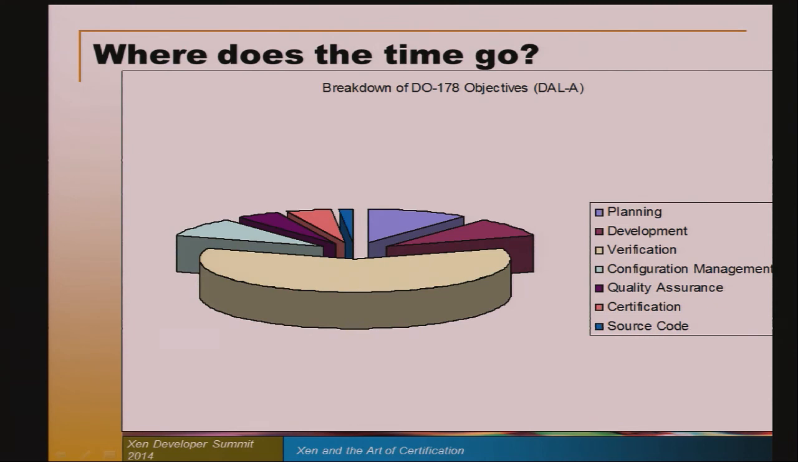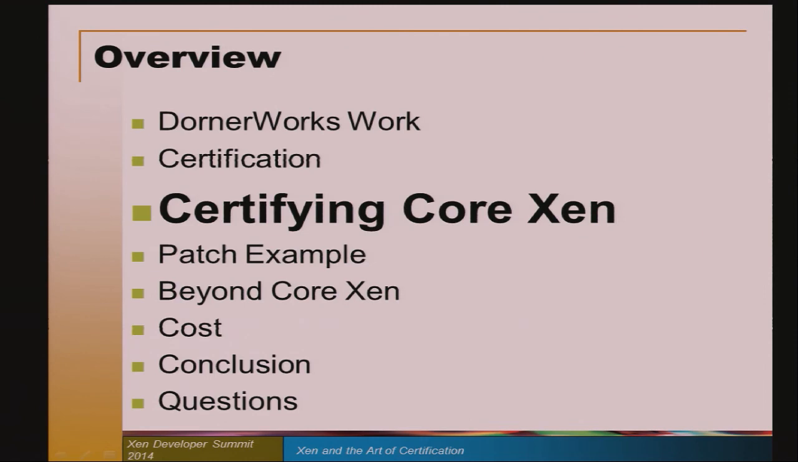So where does all this time go? If we already have the source code for Xen, it seems like this shouldn't be that big of a deal. But if you look at the graph, you see that source code is actually only one of 66 objectives within certification to level A. So there's a lot of other things in development, verification, and a huge one is verification. So SLOC is kind of a misleading measurement, but all these things go for each line.